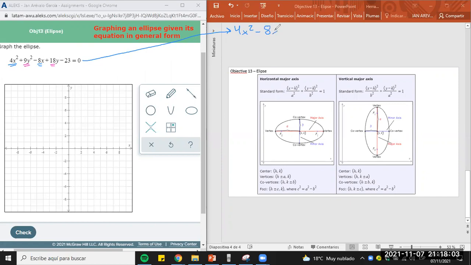These are the x's together. I'm going to put them in between parentheses. These are the y's together. Let me put them in parentheses. And I'm going to put the number that is alone, the constant, on the other side of the equation. And it will look like this.